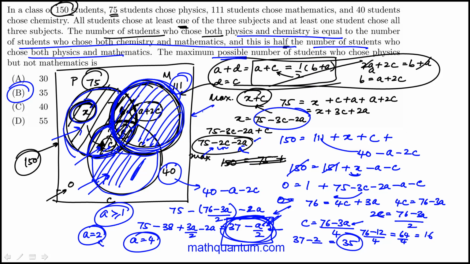So see if there are other ways to do this that are easier for you. But this is generally how I approach these types of triple Venn diagram questions, where these relationships are fairly convoluted, and it's very difficult to see through what they conceptually mean. So to summarize, the answer is B.